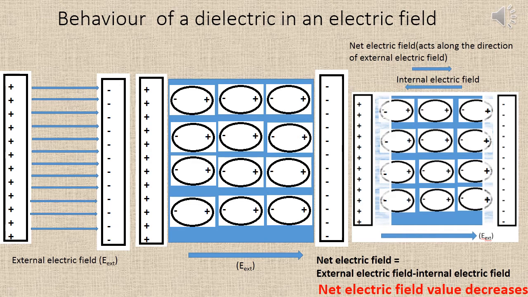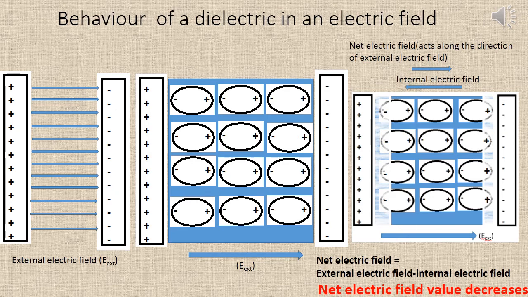This is the most important part in this PowerPoint presentation. Now we are going to understand how the electric field is altered due to the introduction of dielectrics. Here three pictures are given. In the first picture, the pure electric field alone is there. No introduction of dielectric. This is called the external electric field, otherwise also called E external.